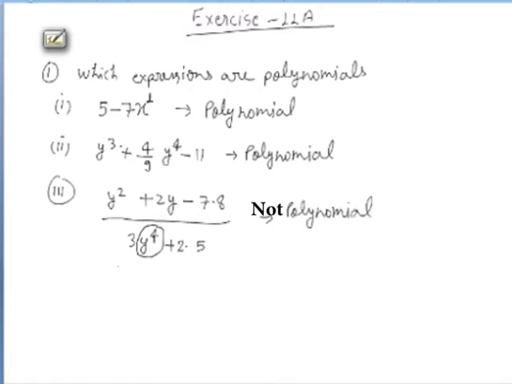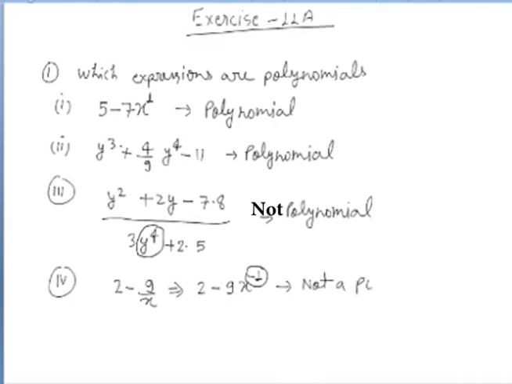Okay, and the fourth is 2 minus 9 by x. This is also not a polynomial. If I solve this, 2 minus 9 times x will become power minus 1. So if the power is minus 1, then this will not be a polynomial.